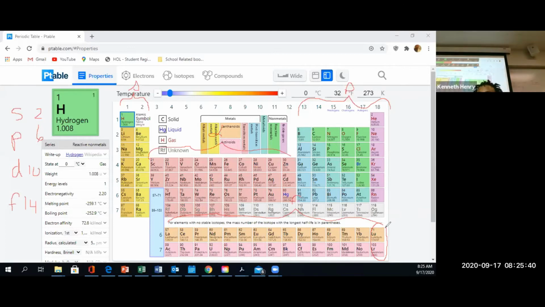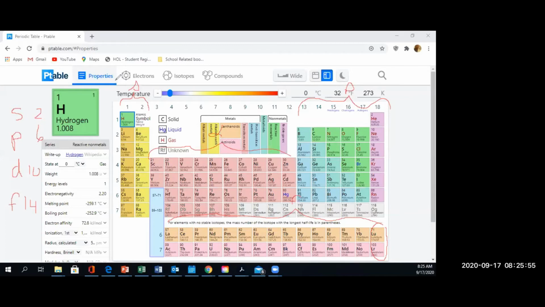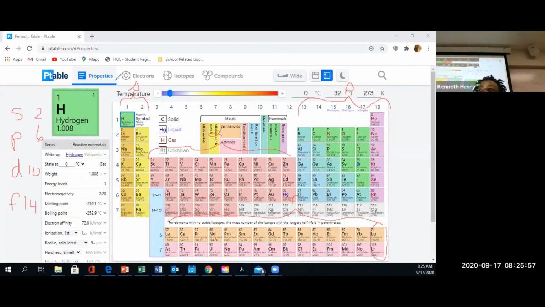Good job. Okay, so when we talk about electron configuration, we want to keep track of every electron that an atom has. You told me that hydrogen has how many electrons? One. So we want to know where those electrons are at. And so this is kind of like an address book for that electron, right? You guys all have addresses and zip codes and all that stuff. So electrons have the same thing.